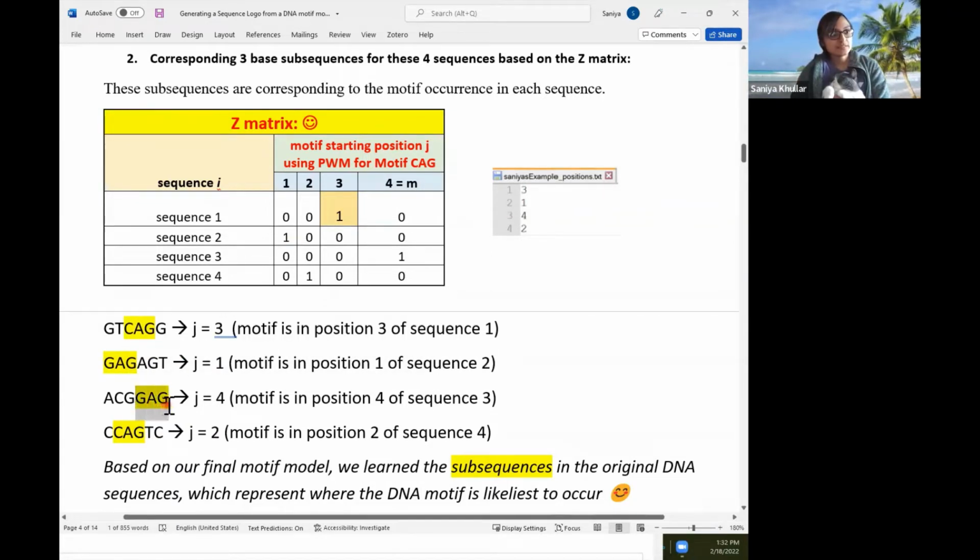And the 4th, it's GAG, which starts in the 4th and last position. 1, 2, 3, 4. Yep, it starts here. That's why this is a 1 and this is a 4 here. So motif is in position 4 of sequence 3. This is like the sequence number, sequence 1, 2, 3, 4, and this is like the starting position here. So yeah, this left is the sequence number. And lastly here, 1, 2, the motif occurs in position 2 of this 4th and last sequence. So motif is in position 2 of sequence 4. So we take these J values, and that's what these are: 3, 1, 4, 2. And that's how we interpret this.